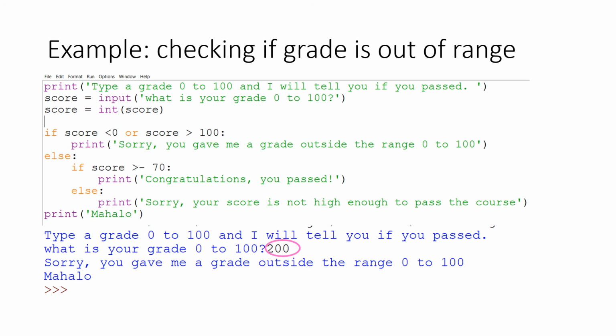So we code that pass or fail inside the else in this example when we know that the value is within the legitimate range of values for grades. And regardless of whether the input was correct or incorrect, we display Mahalo afterwards. I have run this program using 200, which is an incorrect value. You should also run it with a correct value that is below 70, or a failing grade, and a value that is within the correct range 0 to 100 that is also a passing grade. So you see how the program executes differently with all the different values.